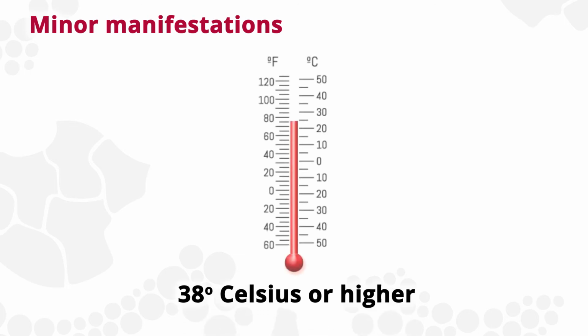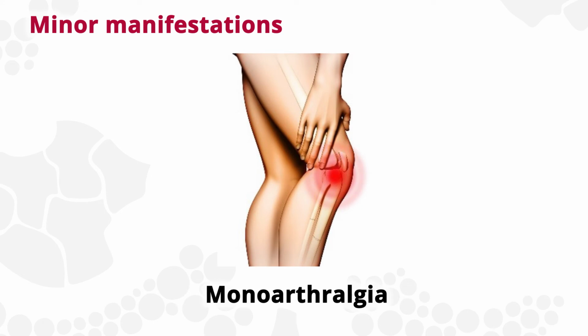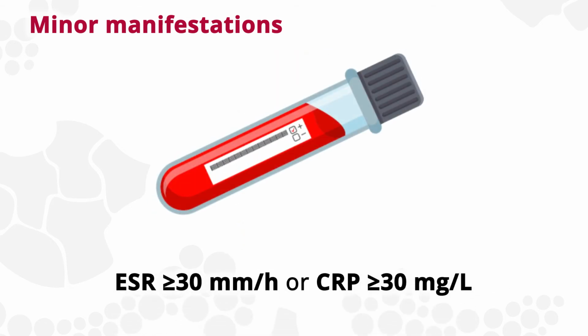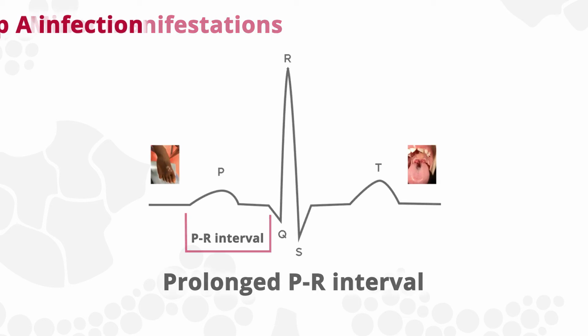The minor manifestations may be more familiar to clinicians. A fever of 38 degrees C or higher can be transient. It often accompanies all manifestations except Sydenham chorea. Monoarthralgia is a minor manifestation if joint pain hasn't been included as a major manifestation. A raised ESR, erythrocyte sedimentation rate, or CRP, C-reactive protein, and a prolonged PR interval on ECG count as a minor manifestation if carditis is not included as a major manifestation.